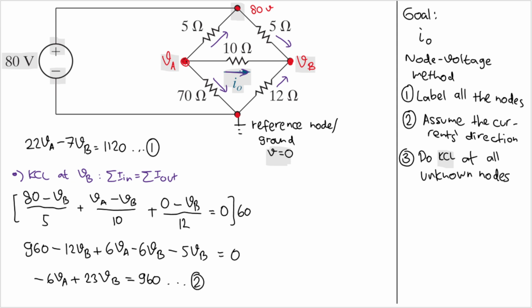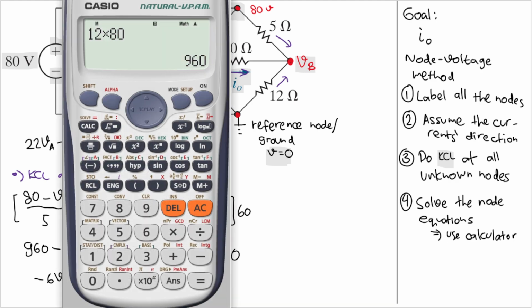Okay, now we have equation number 1 here and equation number 2. We have 2 equations and 2 variables. That is a linear system of equations. We can solve that using linear algebra, right? So the first step will be solve the node equations. However, I will do the fastest way here, which is to use a calculator. Why? Because usually in circuit analysis, you can use a calculator, right? So why don't we just use a calculator?